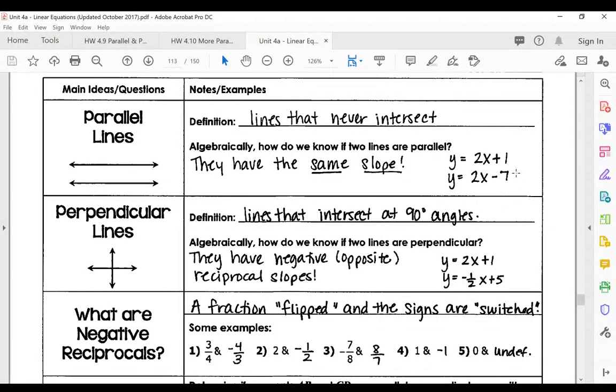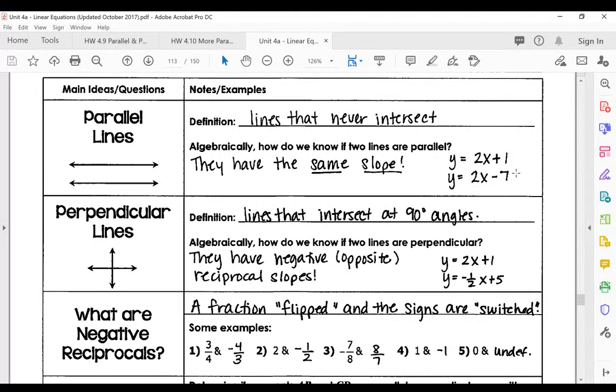We know from geometry that perpendicular lines are lines that intersect at right angles or 90-degree angles. But how do we know algebraically if two lines are perpendicular? Well, once again, we can rely on slopes. Slopes of perpendicular lines will have negative reciprocal slopes, or you might think of it as opposite reciprocal slopes.